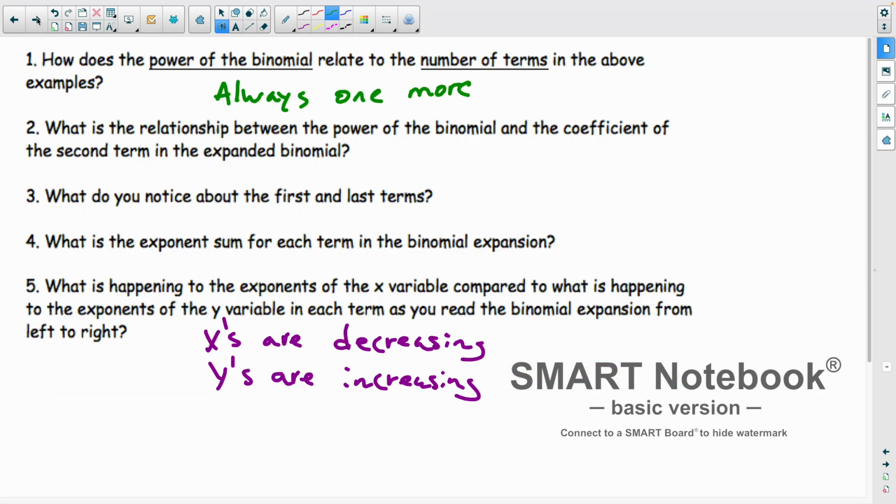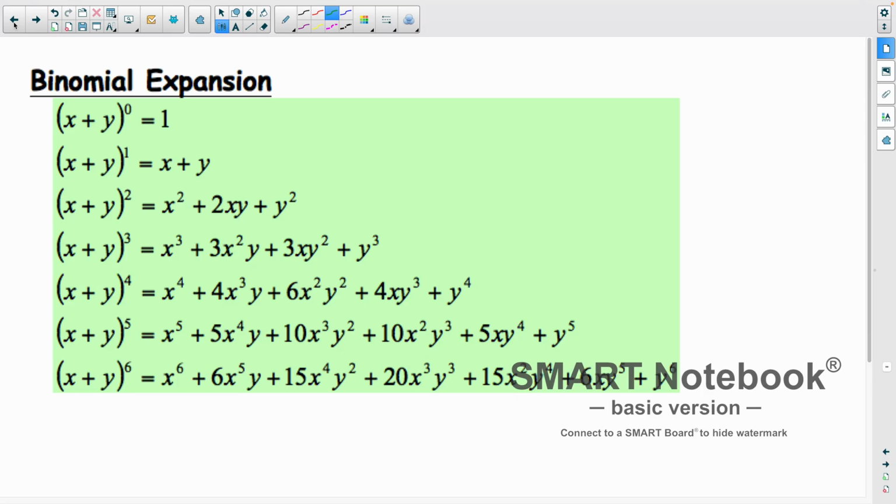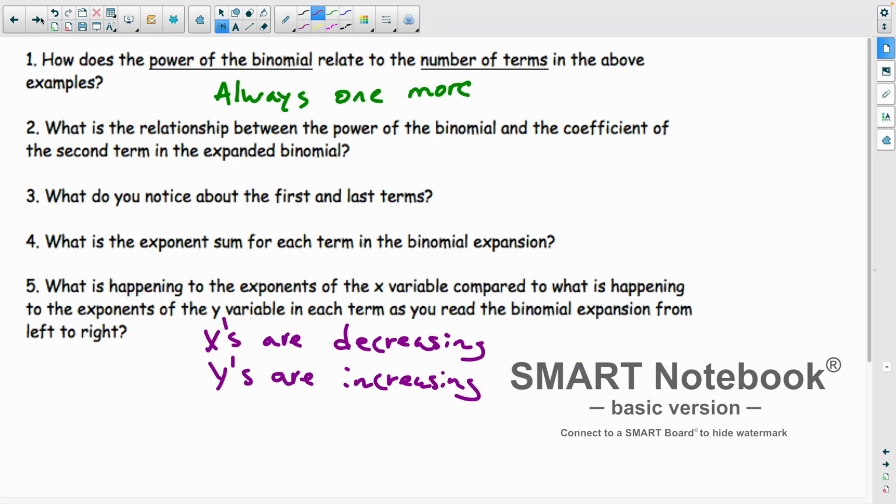Next. What is the relationship between the power of the binomial and the coefficient of the second term? It's a little bit easier if we drop down to the bottom of this. The power of the binomial and the second term, it's the same thing, right? So the power of the binomial gives me the coefficient of the second term. Make sense? So those are the same.